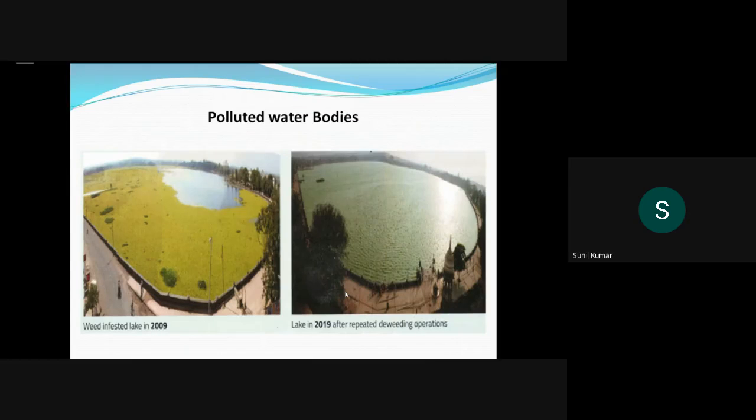Coming further to eutrophication, what has happened? You can see what has happened in this one lake. It is totally covered with weeds. The entire surface is covered, penetration of light is affected, and the lake is totally disturbed, which requires regular cleaning. This happens if you discharge even untreated water, which has high nitrate and phosphorus content.